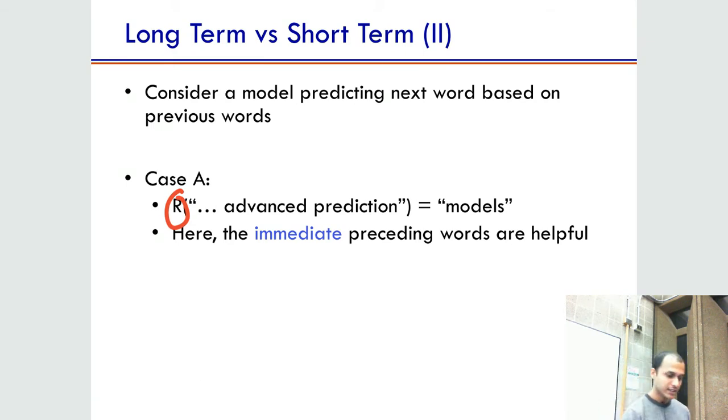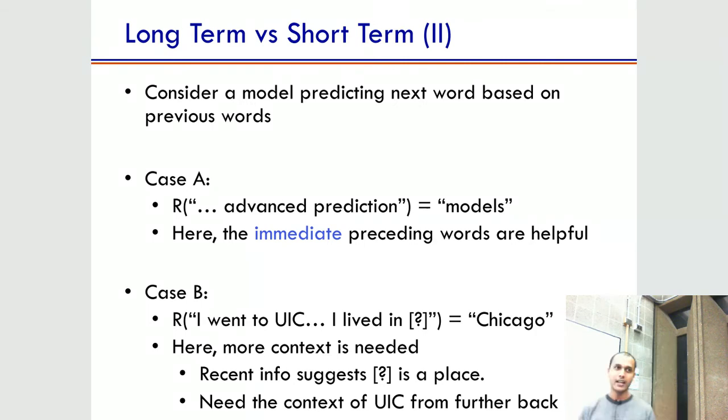But what if you had multiple sentences, where initially you said I went to UIC, and then in some later sentence, you're saying I lived in? There, what should the language model say? Whether it's Chicago, even if it restricted itself to cities, it's not clear what it should say. So here, more context is needed. You really want to capture semantic information from long ago. That's what you're not able to capture if you design an RNN from scratch or arbitrarily pick a base building block.